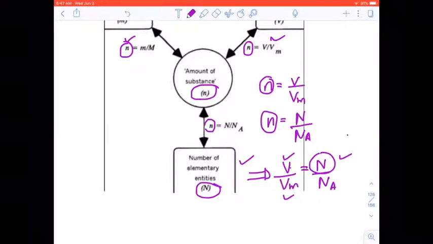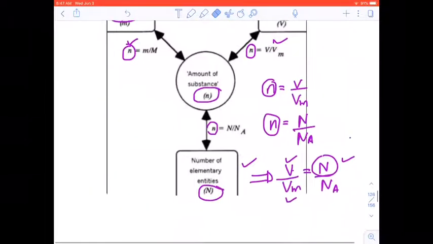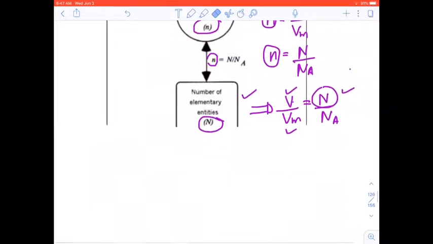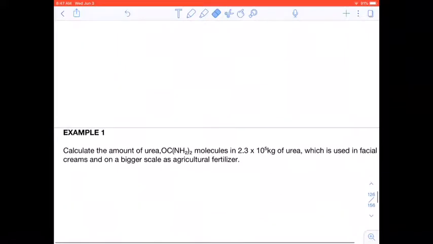Right, so this is useful for you so that you can then move from masses to moles to the number of entities that you need, if that is what you require. Now let's look at the next one.